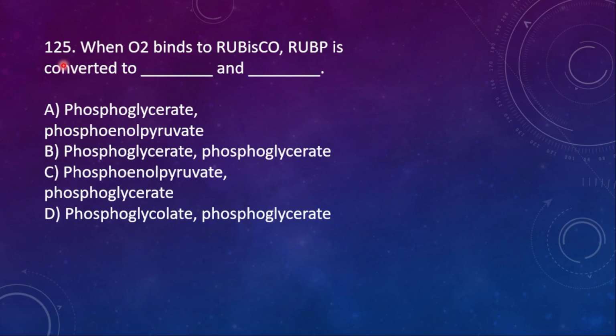Due to what? Photorespiration happens. 125. When O2 binds to Rubisco, RuBP is converted to dash and dash. A. Phosphoglycerate, phosphoenol pyruvate. B. Phosphoglycerate. C. Phosphoenol pyruvate and then phosphoglycerate. D. Phosphoglycerate and phosphoglycerate. Here the right option is D.